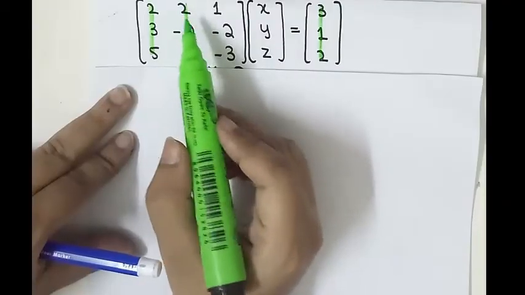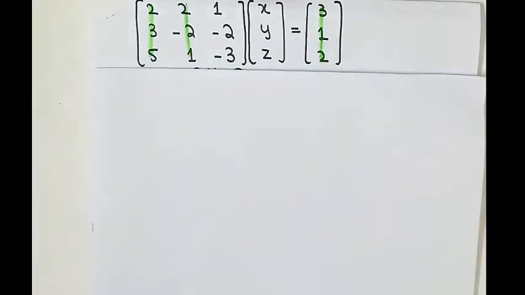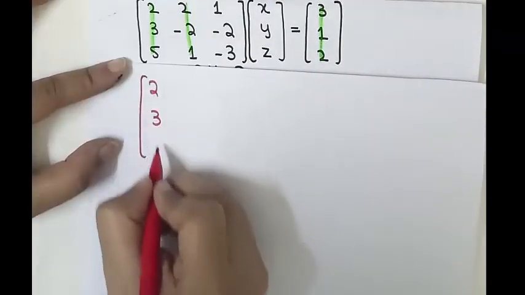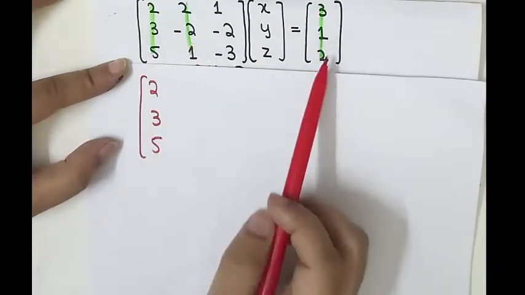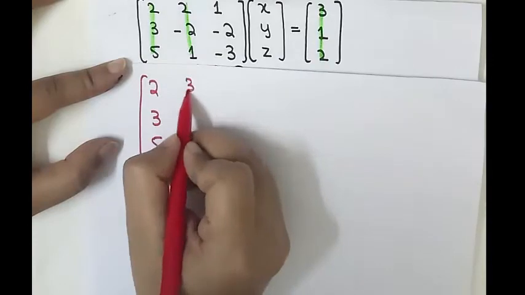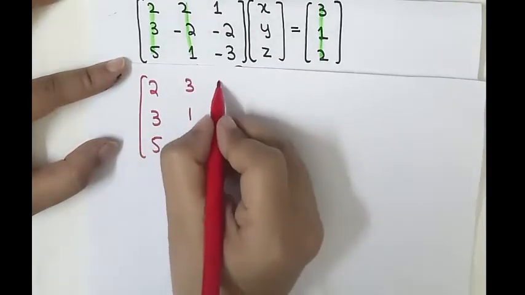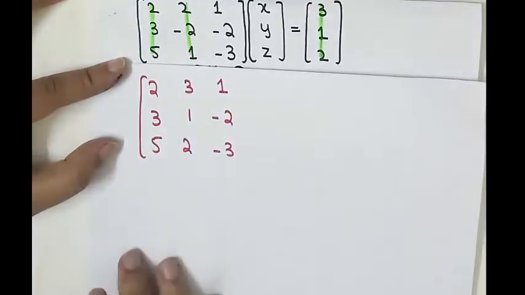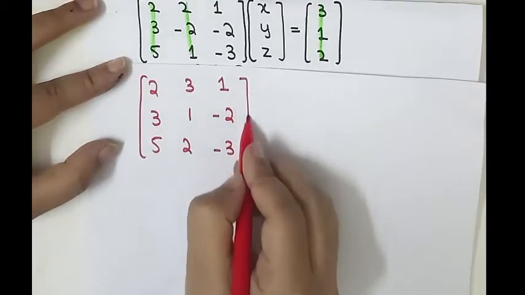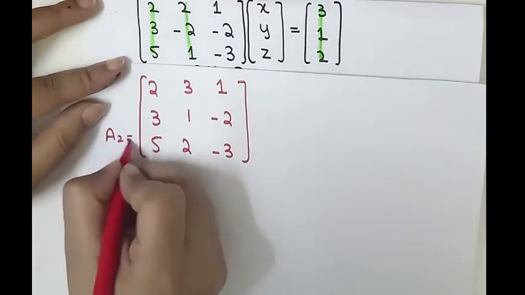For A2, now we will skip this second column and replace it with the constants column. So this will be 2, 3, 5, which is the first column. Now the second column will be replaced with this column 3, 1, 2, and the last column is 1, minus 2 and minus 3. This is what we have for A2.